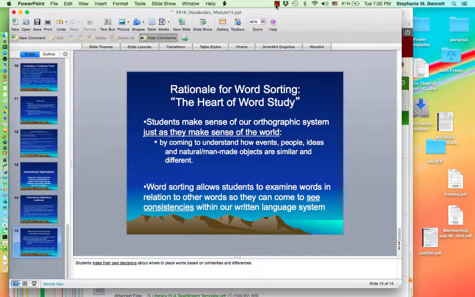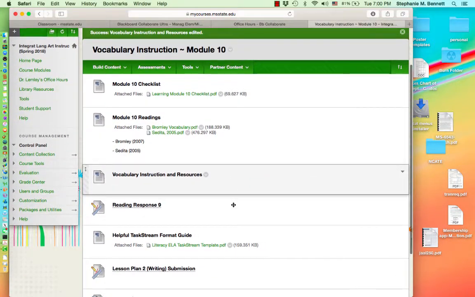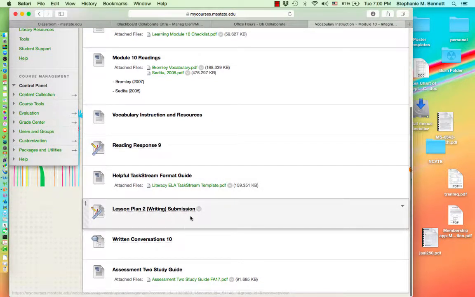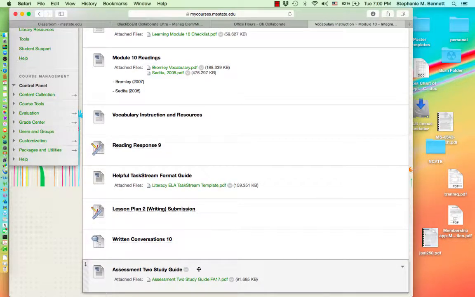And remembering that you have some vocabulary readings this week. And so looking at the module, you have 2 articles. You have your reader response. Please pay attention to the literacy task stream template for your lesson plan, for your writing plan that's due. And then also please pay attention to the Assessment 2 study guide.